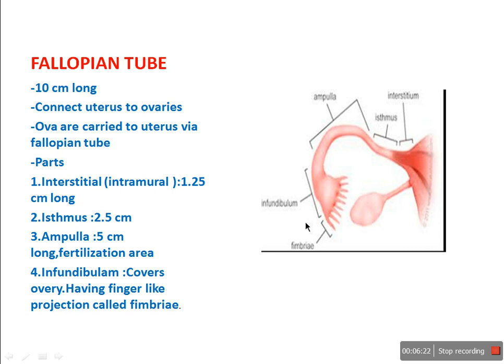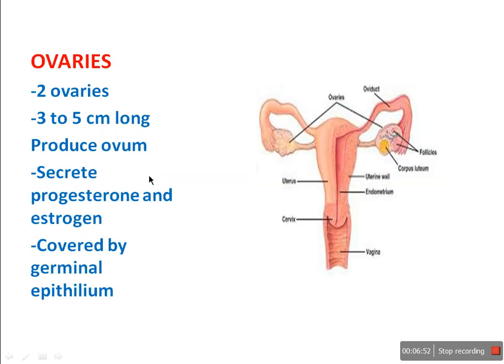Then the infundibulum. Infundibulum is the last part. Infundibulum covers the ovary, and it has finger-like projections, which are called fimbriae. These fimbriae, or finger-like projections, will catch the ovum produced from the ovaries, and it will be transported to the uterus. So this is called the fallopian tube.